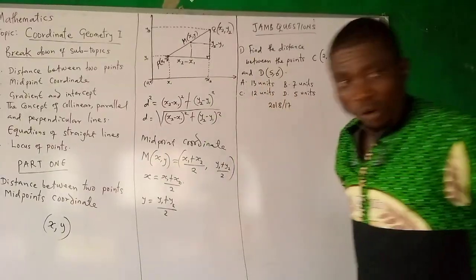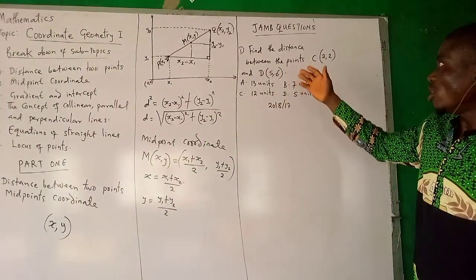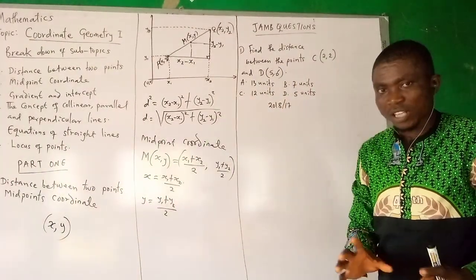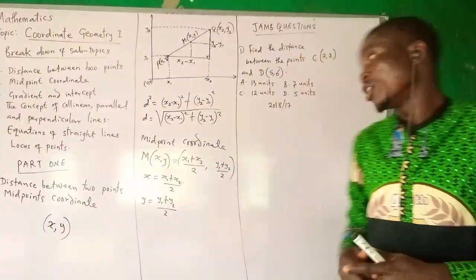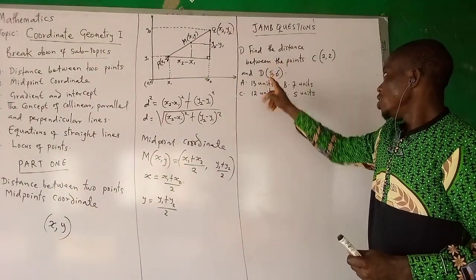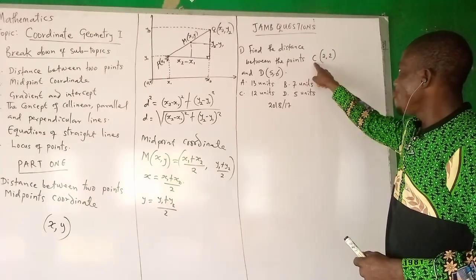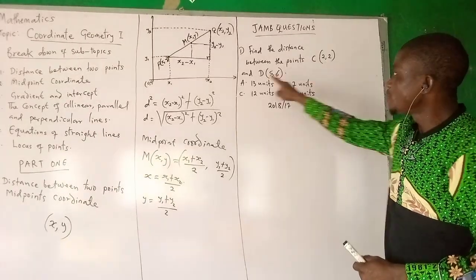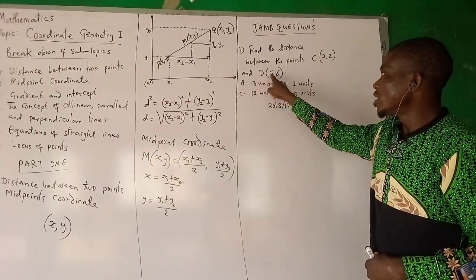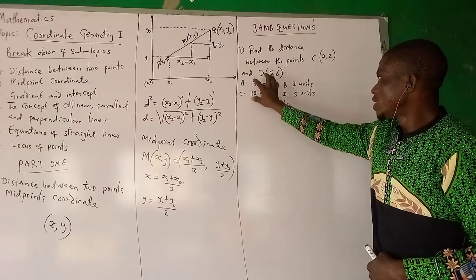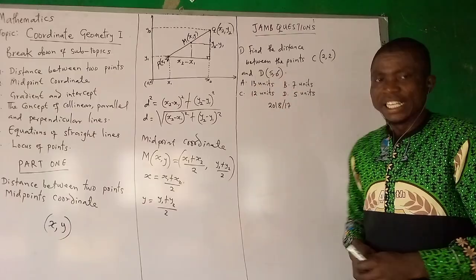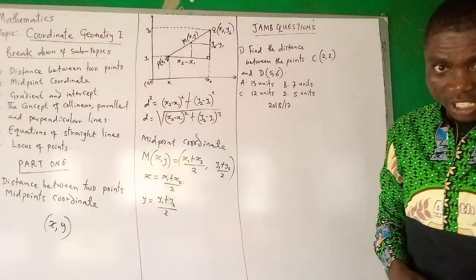Alright, let's solve number one question. All the questions we shall be solving here are JAM past questions. Number one says: find the distance between the point C having the coordinate 2, 2 and D having the coordinate 5, 6. These are the options. This is a 2018 question, question number 17.